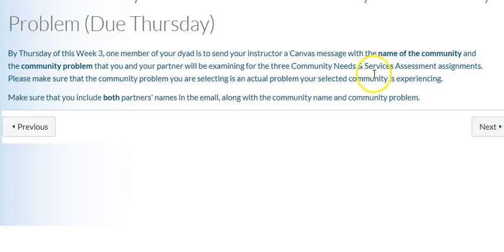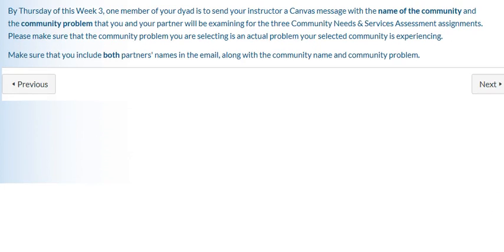Based on the parameters of the assessment, the community is a place with physical boundaries, and your community problem should be broad enough that you can collect a good deal of data, but narrow enough that you can do your analysis within the parameters and time frame for the class. So think about a project that is real in a particular community, one of the communities that are represented in your dyad or triad, and an agreed upon problem based on the definition of a community problem. You are going to send that name of the community and the community problem to me by Thursday of week 3.